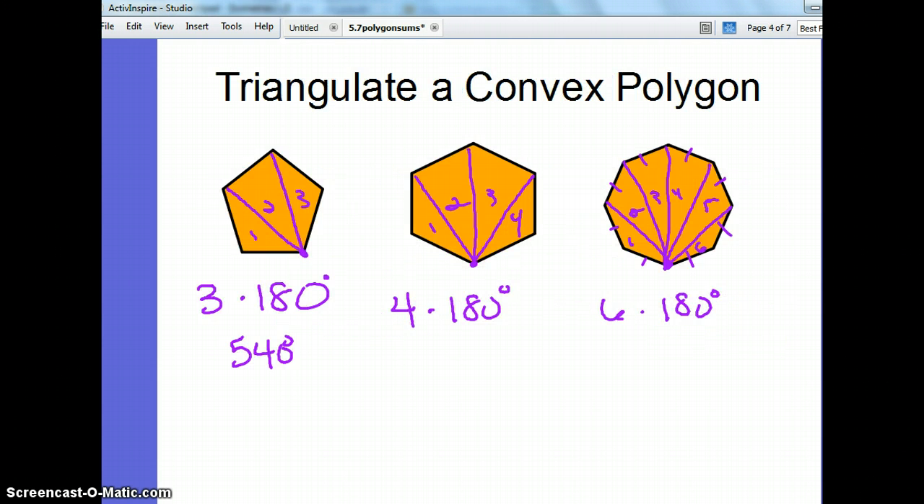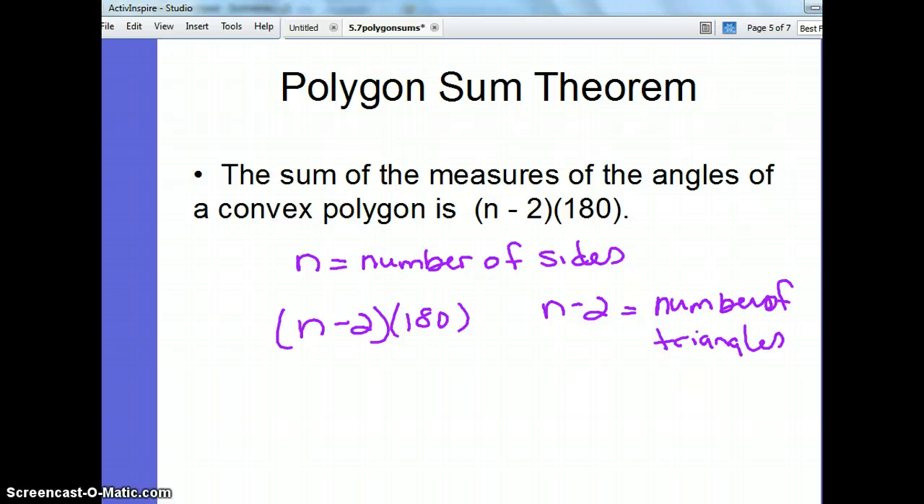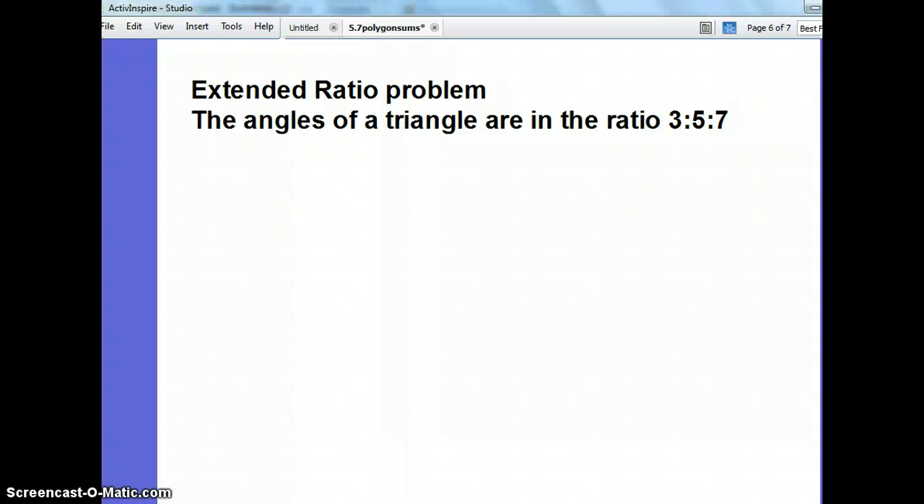If I back up a second. So here we have 5 sides. So n equals 5, and there are 3 triangles. Here n equals 6, and there are 4 triangles. Here n equals 8, and there are 6 triangles. Sorry for my bad 8 there. There's always 2 fewer triangles than there are sides. So that's the first kind of problem that you're going to need to be able to do, is to figure out the sum of all of the angle measures.